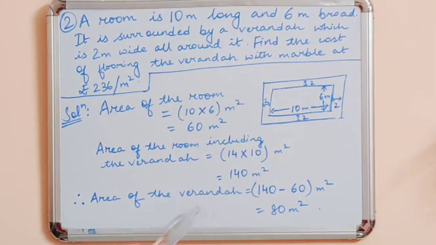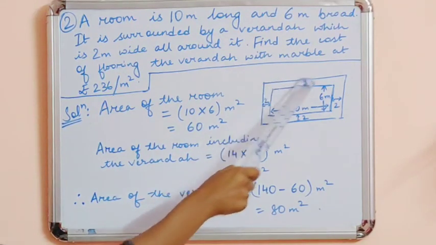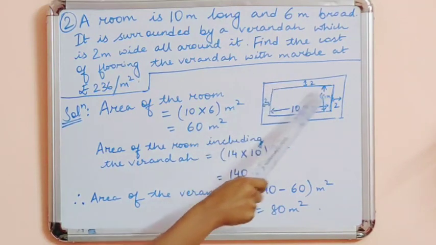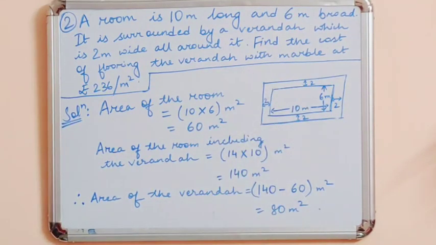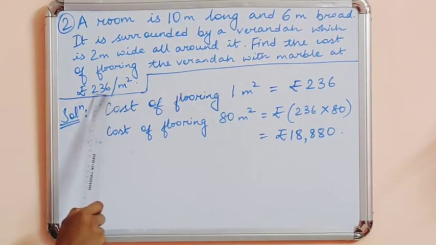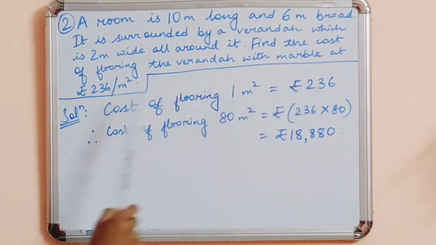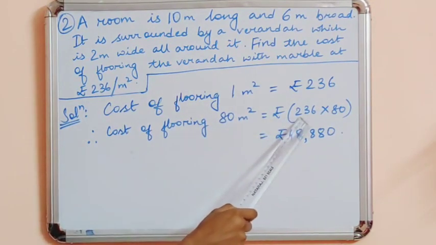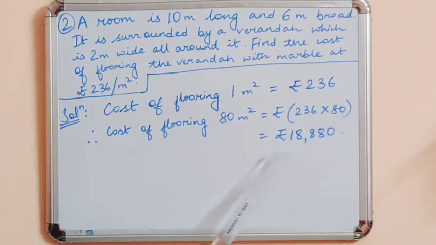Now area for veranda, as I've already told you, it will be the area of the outer rectangle subtracted by the area of the inner rectangle. So 140 minus 60, that comes to 80 meters square. Now cost of flooring 1 meter square of the floor is given in the question, that is rupees 236. So cost of flooring 80 meters square will be rupees 236 multiplied by 80, that is rupees 18,880.